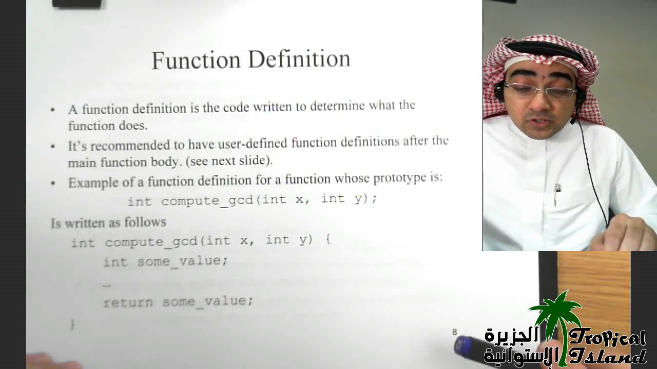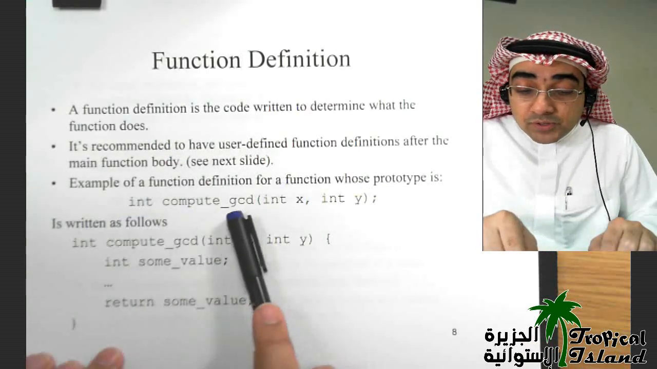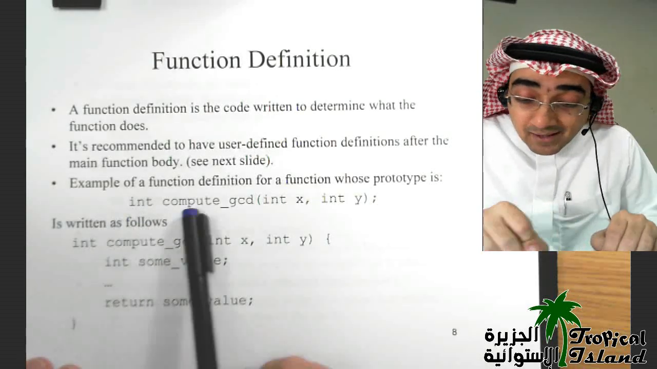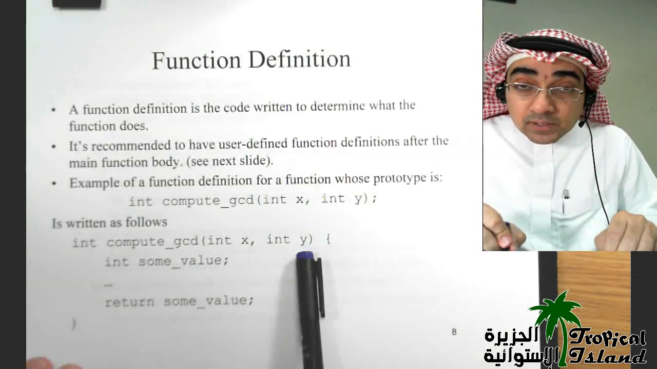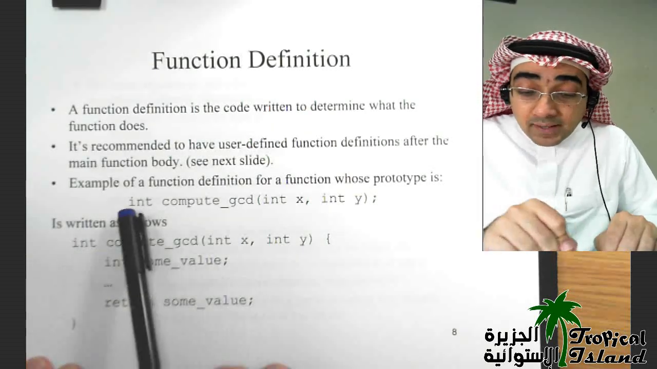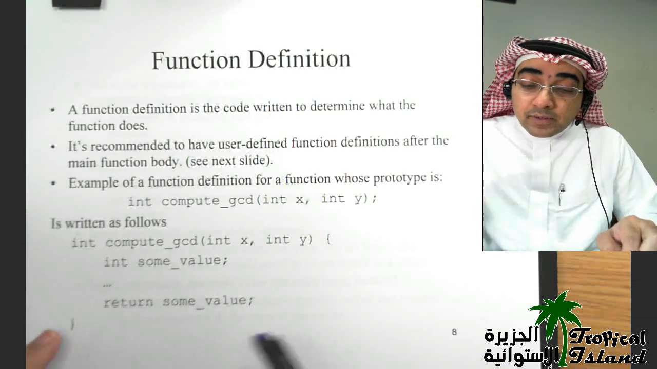Okay, then comes the function definition. Suppose I have this as my prototype: int compute GCD, int x, and int y. I have to write the same thing when I'm declaring the function. So when I'm writing the function, I put the same thing as the prototype, but instead of a semicolon, I put an open curly bracket and a close curly bracket.